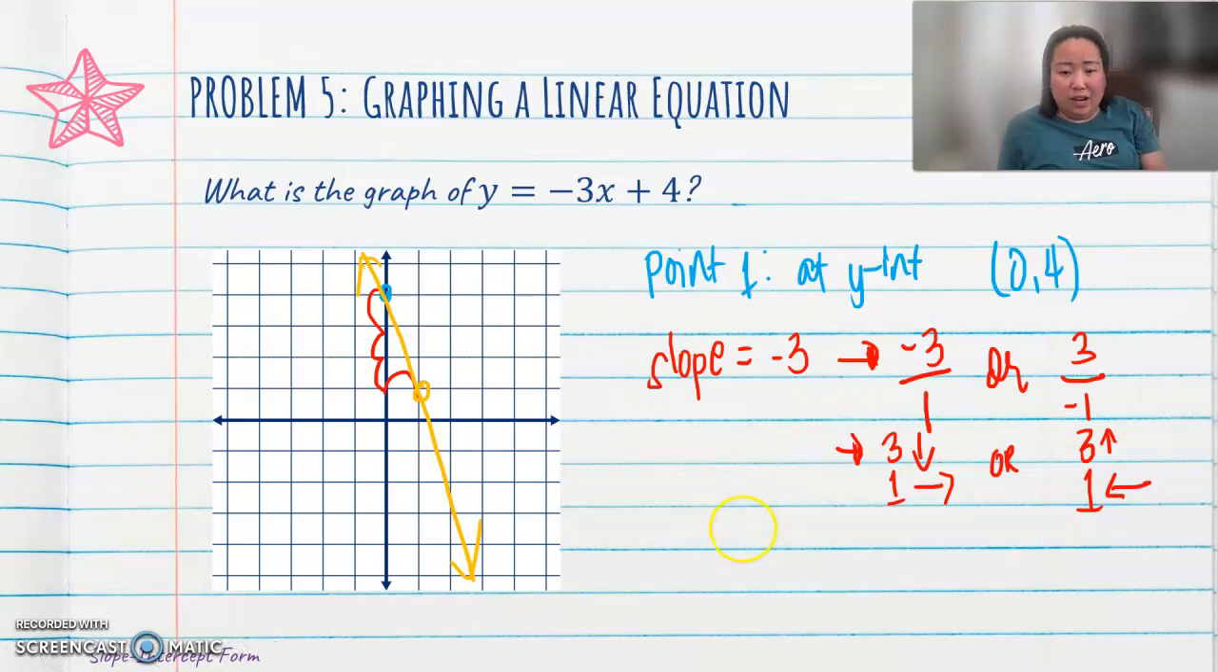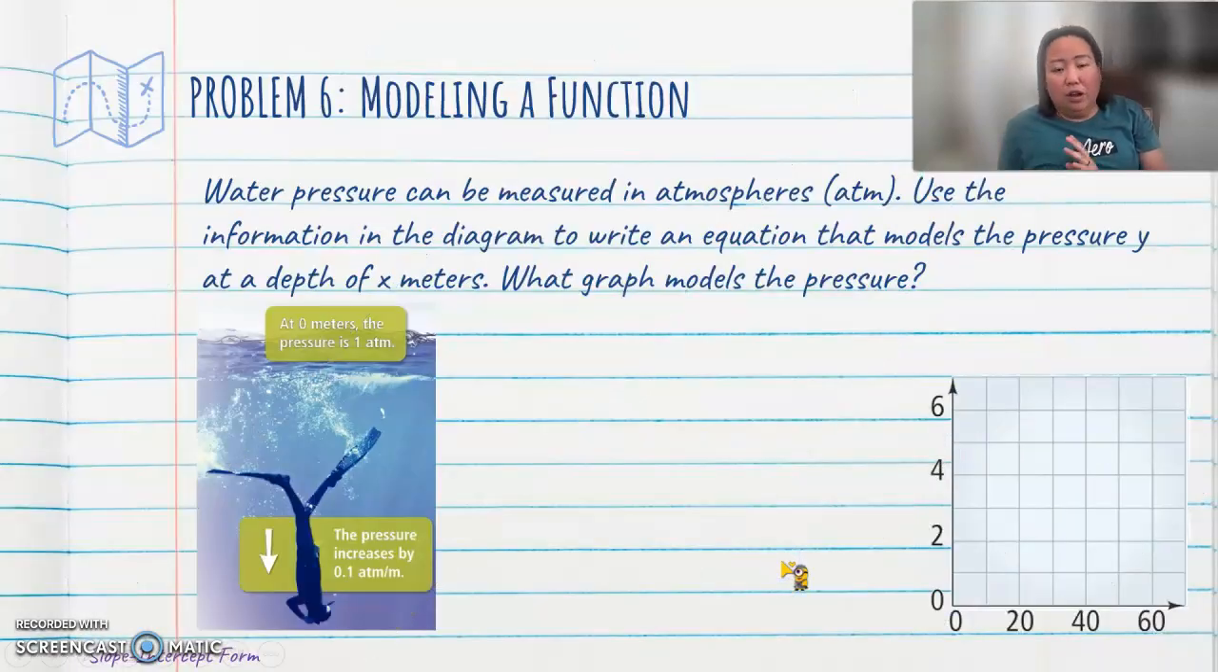So let's have an application wherein we have a model function here. So we have water measure. Water pressure can be measured in atmospheres. That's the unit ATM. Okay. Use the information in the diagram to write an equation that models the pressure Y at a depth of X meters, and what graph models the pressure. Okay. So according to our details here, at 0 meters, the pressure is 1 atmosphere. Okay. Now, the pressure increases by 0.1 atmosphere for every meter.